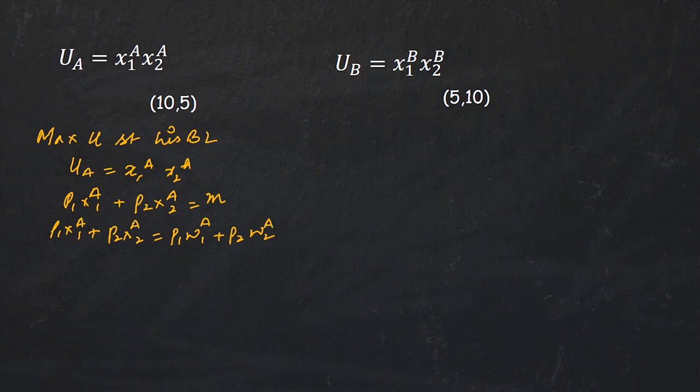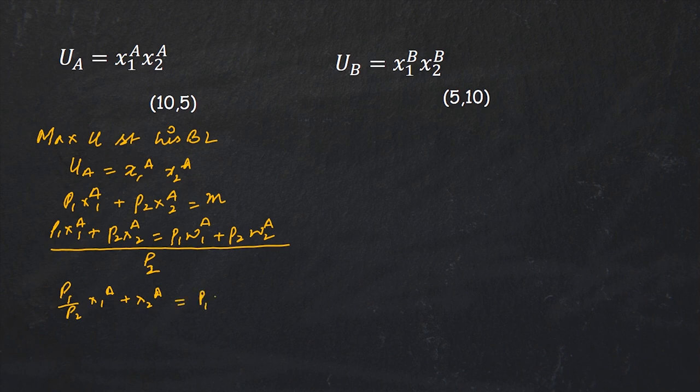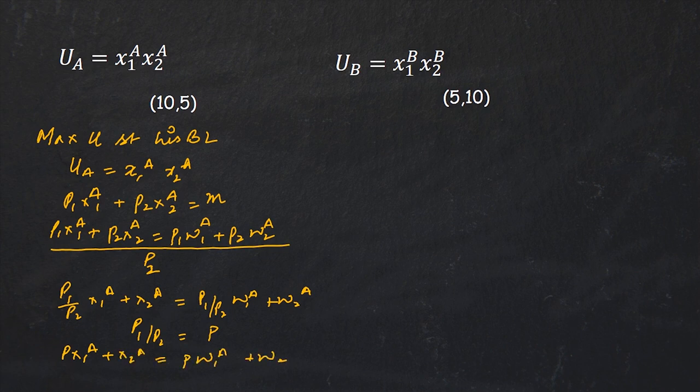So I divide the whole thing by P1. Or P2. Let me do it with P2 for ease. So then I get P1 by P2 X1A plus X2A is equal to P1 by P2 omega 1A plus omega 2A. Right? Now let me assume P1 by P2 to be equal to P. Then I get Px1A plus X2A is equal to P omega 1A plus omega 2A. Right? Now I start doing the A's calculation. This actually applies to A and B both. So if I just change all the A's with B's, I will get the same set for B.